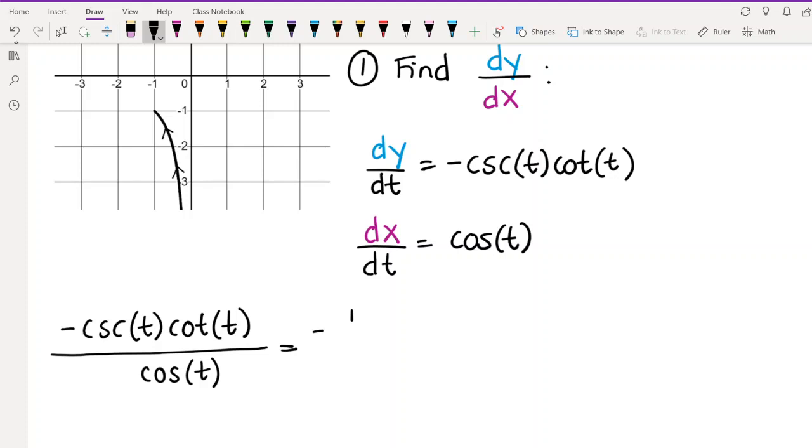So we have negative 1 over sine of t. And then cotangent can also be written as cosine of t over sine of t. And then if we're dividing by cosine, that's the same thing as multiplying by 1 over cosine.